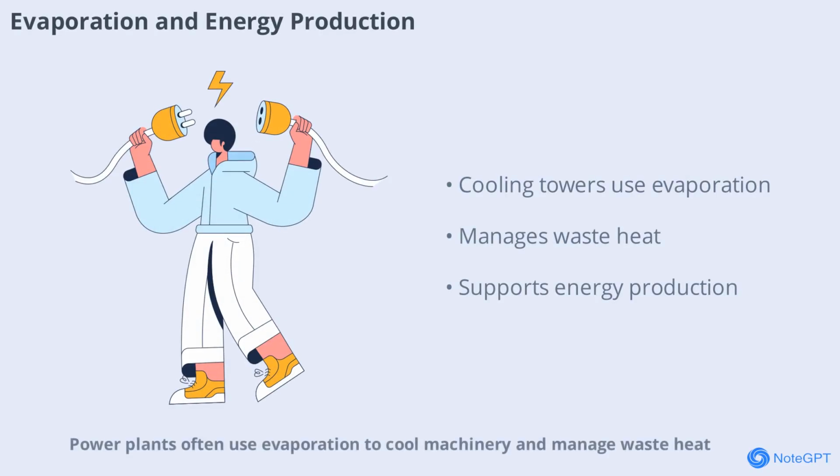Power plants often use evaporation to cool machinery and manage waste heat. Cooling towers release water vapor into the air, helping maintain safe temperatures. This process is essential for efficient energy production and safe operation. Evaporation is a behind-the-scenes player in keeping our lights on and our homes powered.